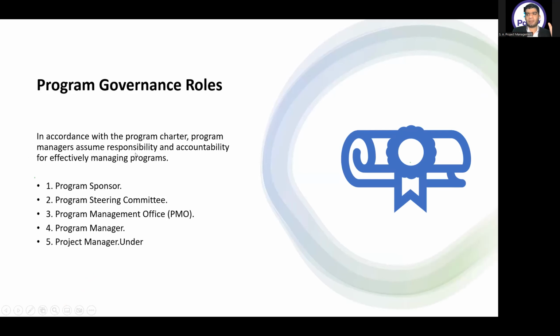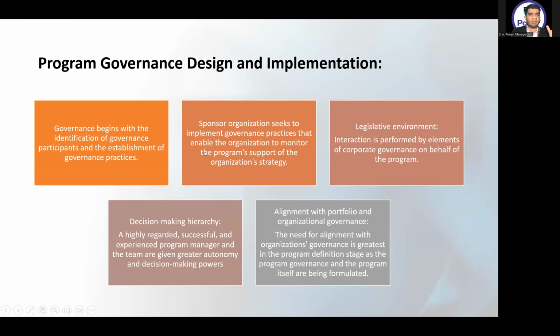Then we have program governance roles. In accordance with the program charter, the program manager assumes the responsibility and accountability for effectively managing the programs. So the key governance roles are the sponsor, who has accountability; the steering committee, which has the decision-making authority; the PMO, always available to support you, to guide you, to provide you the templates; the program manager, who is responsible to make sure everything goes fine in the whole program lifecycle; and at the end, you have a project manager, which is at the component level.